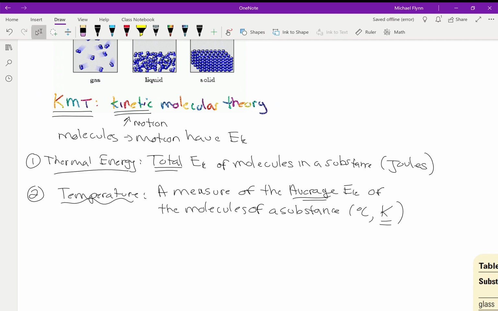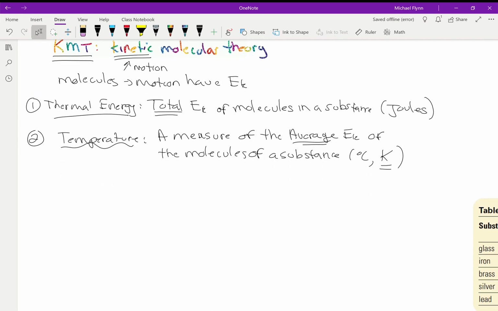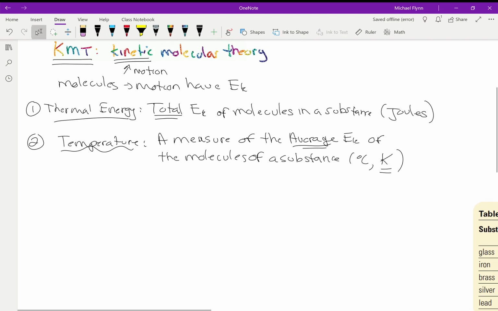You can't have less than 0 energy, but you could have a temperature that's less than 0, just because of the way it's being measured. Kelvin is better that way, okay? You can never get a negative Kelvin temperature, for example. That would make no sense. So it's a better representation of what temperature really is. So here you can see the difference between the two. Thermal energy is a total, but temperature is an average, okay?